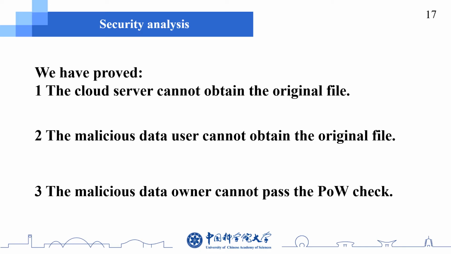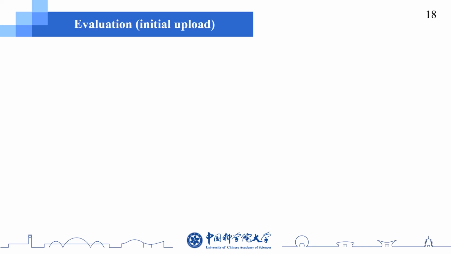Okay, I have already presented all the key insights of our work. In the following, I will analyze the security of our DEW. We have proved that the cloud server and the malicious data user cannot obtain the original file. Besides, the malicious data owners cannot pass the POW check. More details are available in our paper. Okay, next, I will present performance evaluations phase by phase.